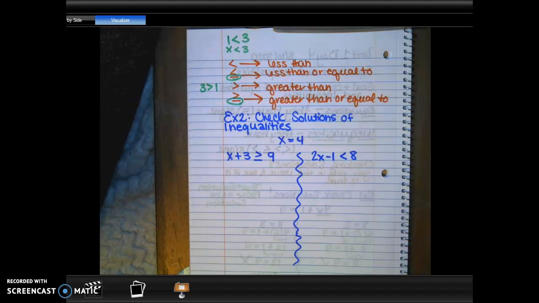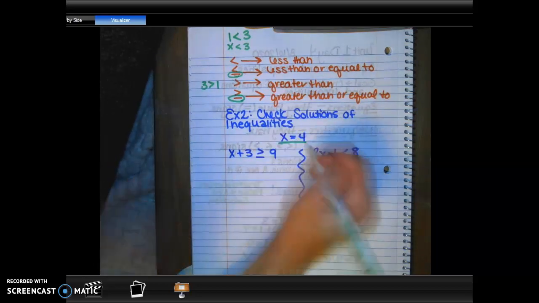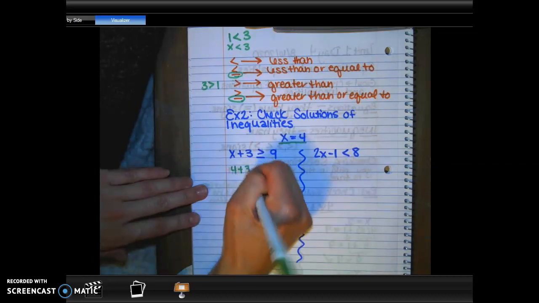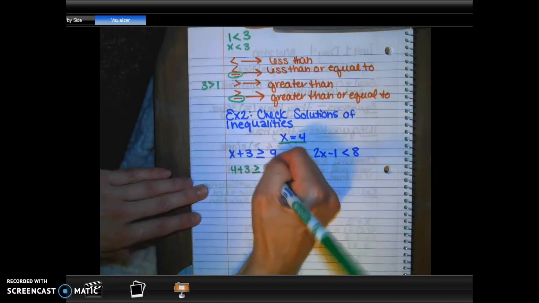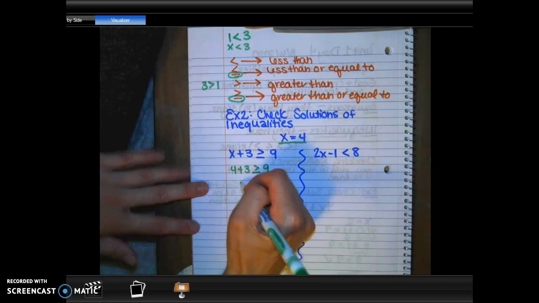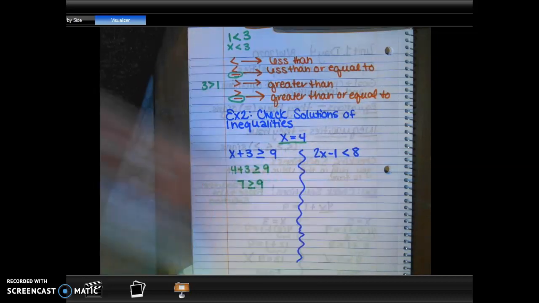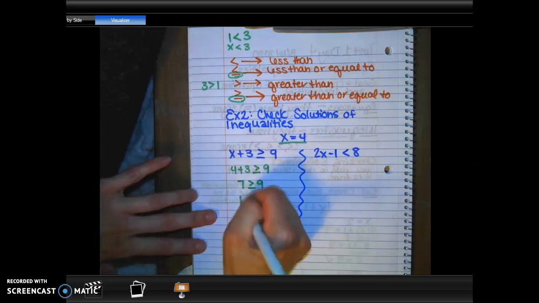So let's check the solutions of the inequalities if x equals 4. Let's check this one here. Anywhere there's an x, we're going to substitute a 4 in for that x. So we're going to say, okay, 4 plus 3 is going to be greater than or equal to 9. 4 plus 3 is 7. So is 7 greater than or equal to 9? It's definitely not equal to 9. Is it greater than 9? It is not. So this would be false.